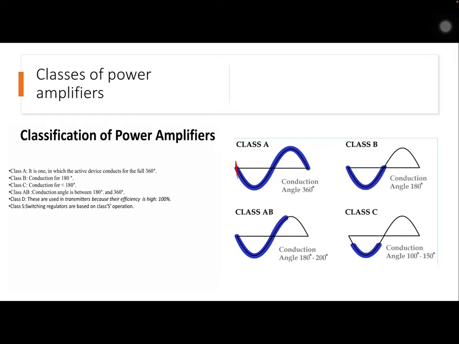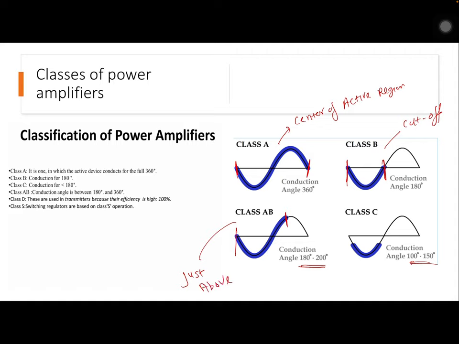For class A, it's a 360 degree conduction. Class B, 180. Class AB is between 180 to 360. You can say 180 to 200. And for class C, it is 100 to 150. For each class, just remember where the Q point is. So for class A, it's the center of active region. Okay, center of active region. Class B, we bias the Q point at cutoff. For class AB, we select the Q point just above the cutoff. And for class C, it is below the cutoff region. Okay, below the cutoff region.